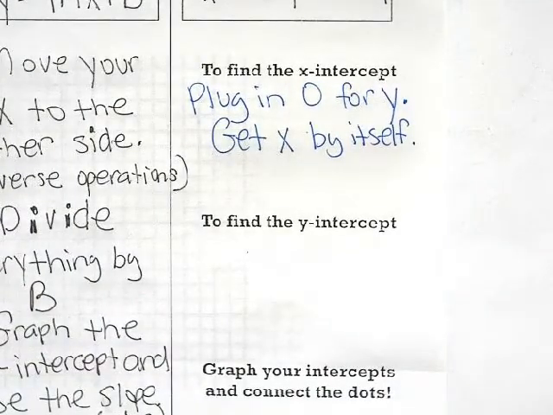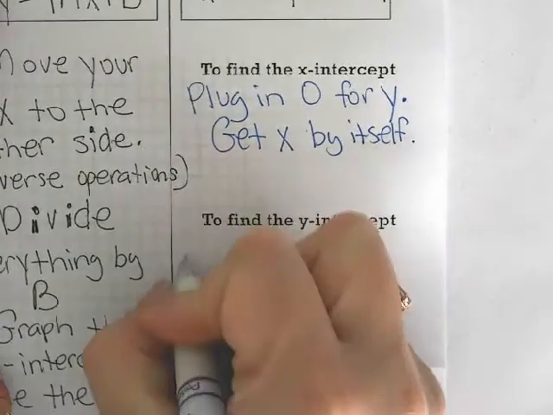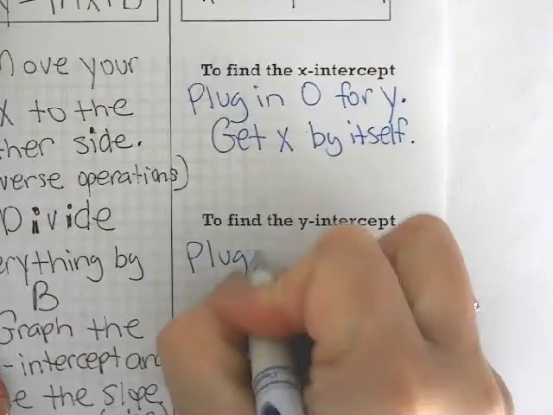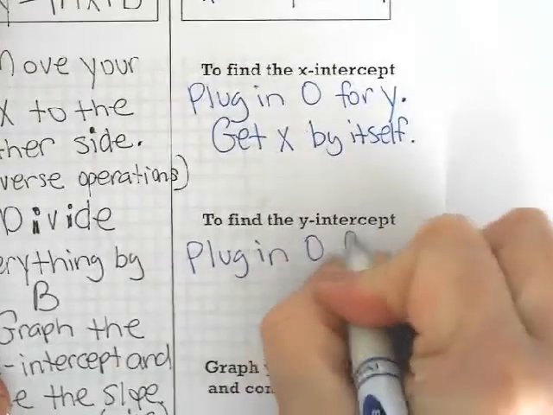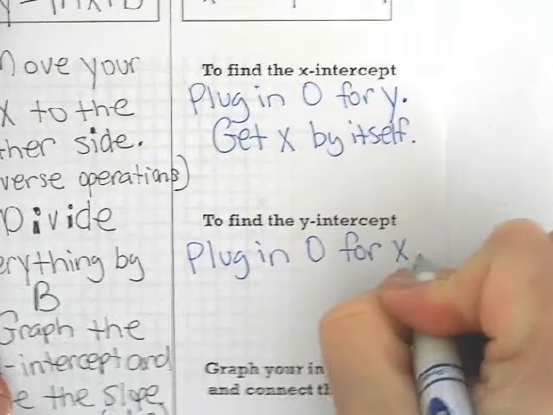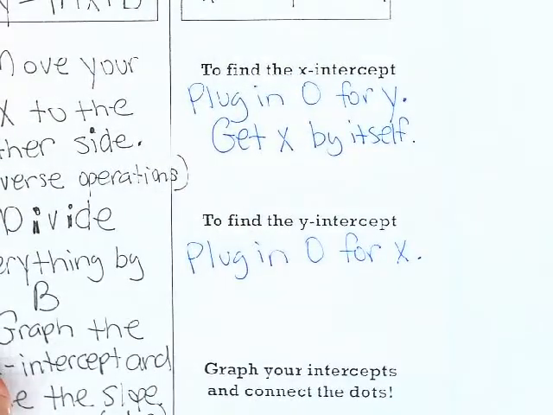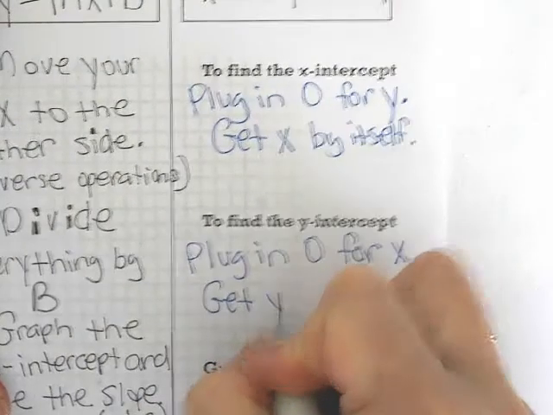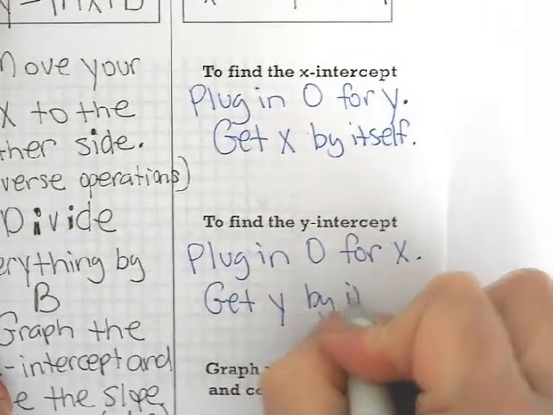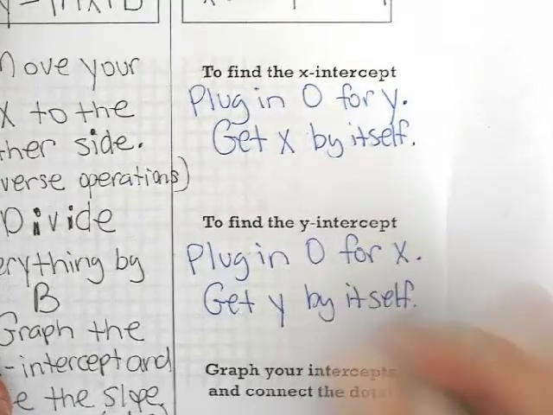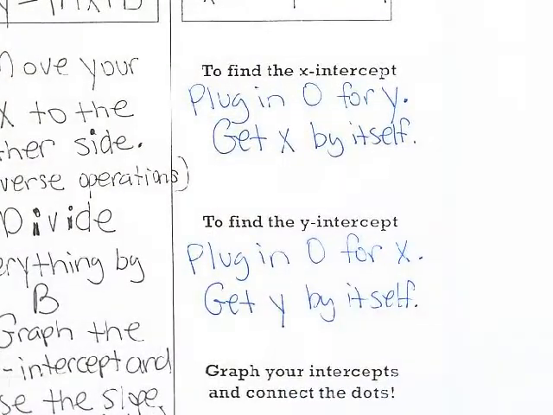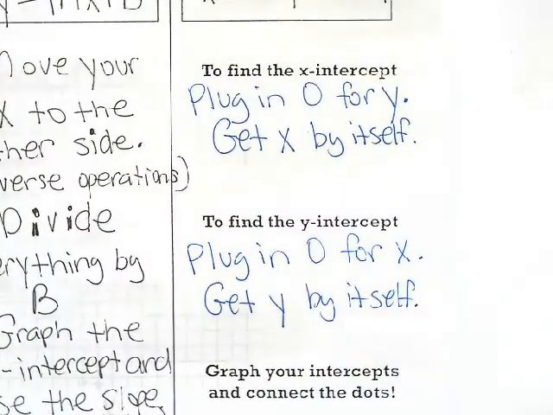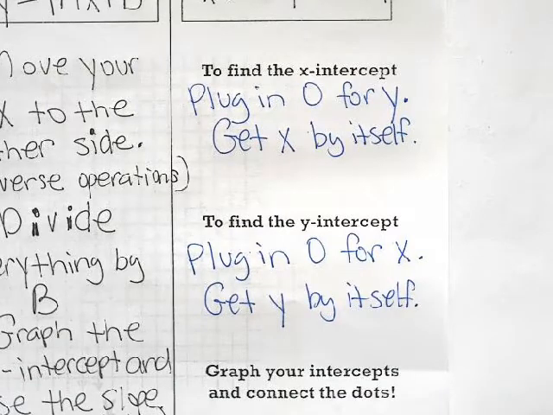Find the y-intercept. You're going to plug in 0 for x, so it's the opposite. Plug in 0 for x, and then you're going to get y by itself. And then you would just put those two points on a graph and draw a line through those two points.